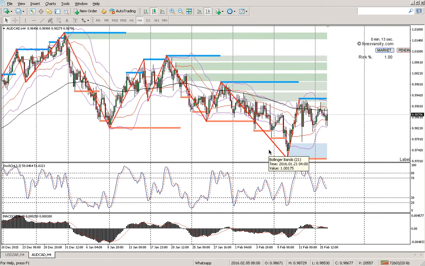So you'll see them in the newsletter. It's obviously red for a sell, green for a buy, and now I'm going to show you the steps that I go through.